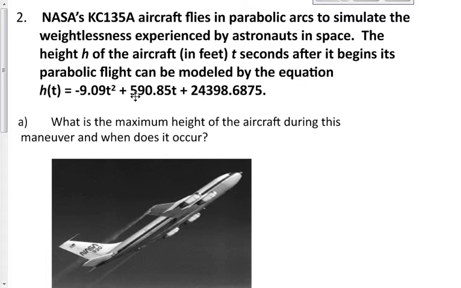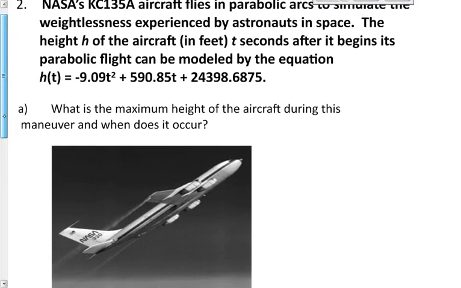The height of the aircraft in feet, t seconds after it begins its parabolic flight, can be modeled by this equation. What is the maximum height, this is letter A now, of the aircraft during this maneuver, and when does it occur? So here's what happens, class.